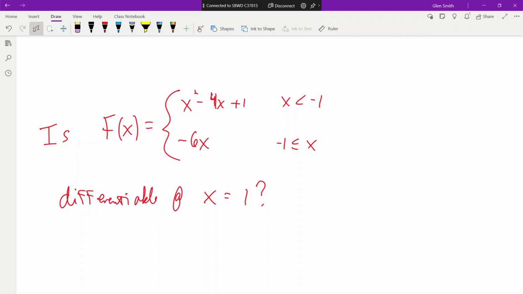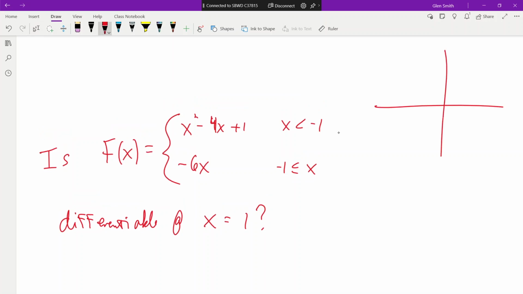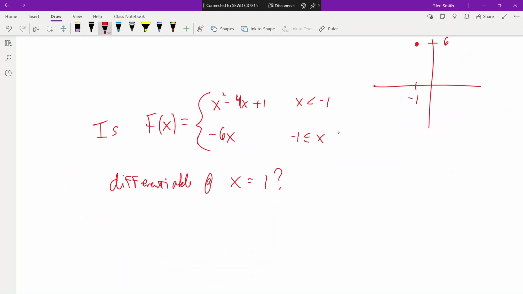So at -1, they meet at 6. Boom, they both go there. But then we got to check their slopes. So we check f prime of x. A lot of times kids really hate to see piecewise functions, but the functions in the piecewise functions are relatively simple. They're always going to be fairly simple concepts. Parabolas and lines and things like that. Most of the time. Every once in a while you see some weird stuff.